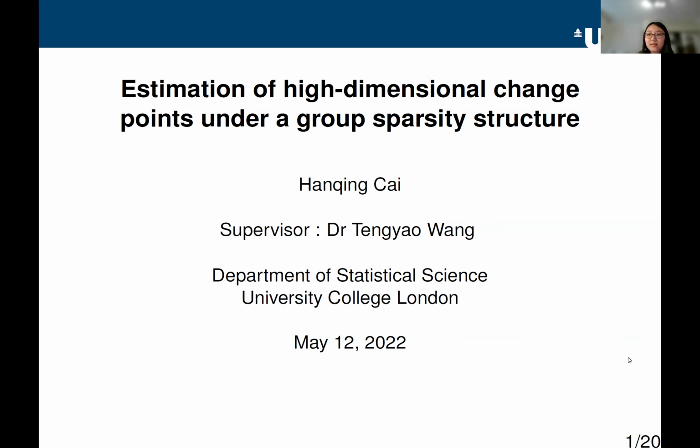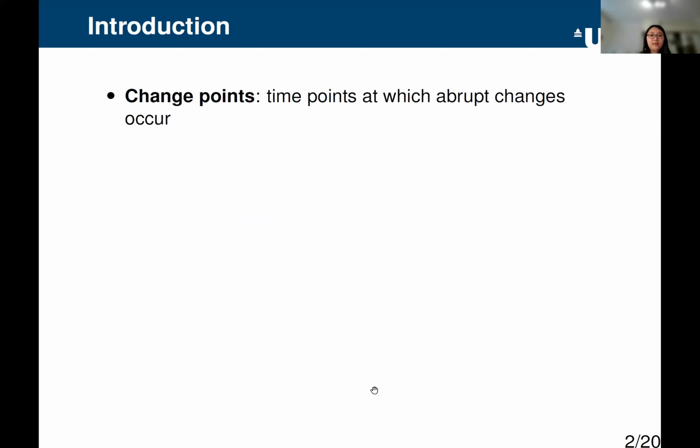Good morning, everyone. Today, I'm going to talk about estimation of high-dimensional change points under a group sparsity structure. So first of all, what are change points? Change points are time points at which abrupt changes occur. By estimating the location of change points, we can split the time series into shorter segments that can be analyzed using methods designed for stationary time series.